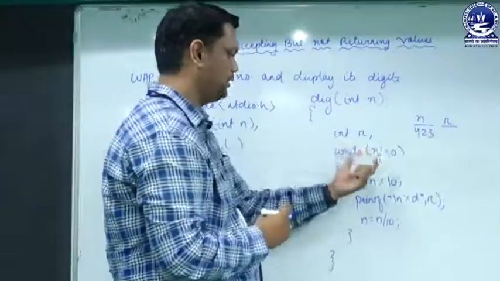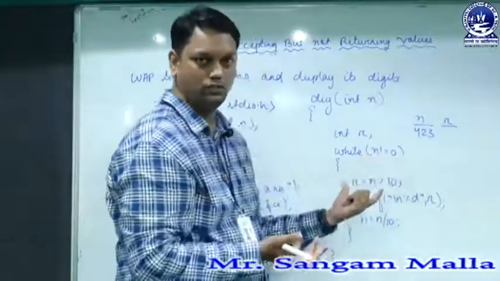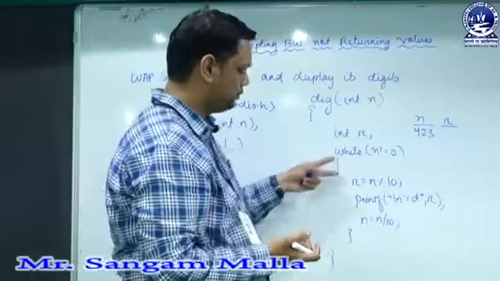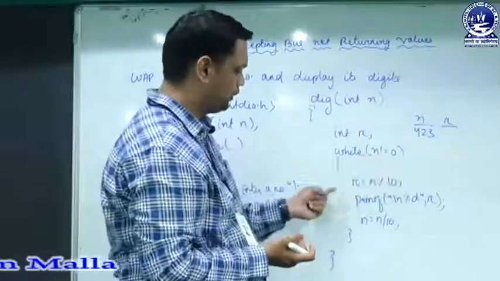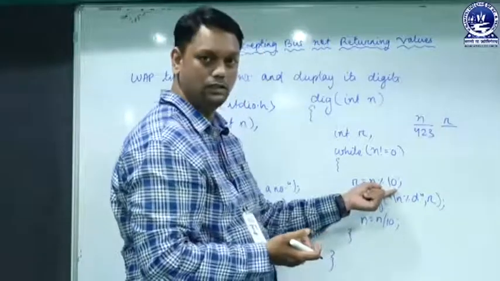Okay, so here it will come and it will check 423 is not equal to 0. Yes, 423 is not equal to 0. It will enter the block as the condition satisfies. So it will enter over here. Now it will divide the number with the 10 value.